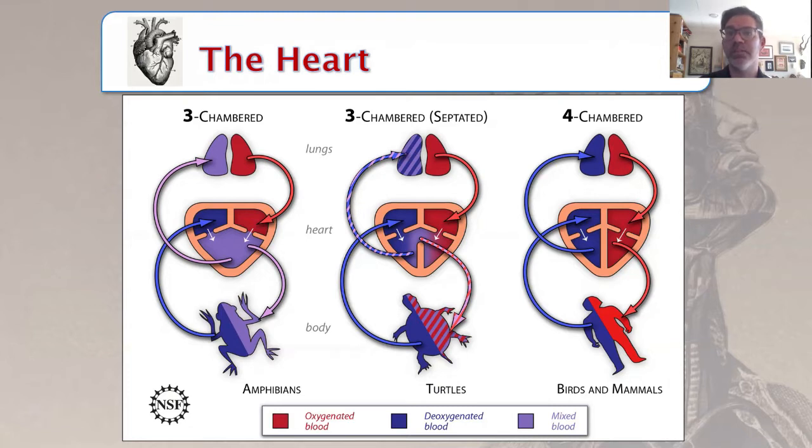Reptiles have a wall that separates the ventricle partially, reducing the mixing of blood, while mammals and birds have four chambers, preventing any blood mixing for maximum efficiency.